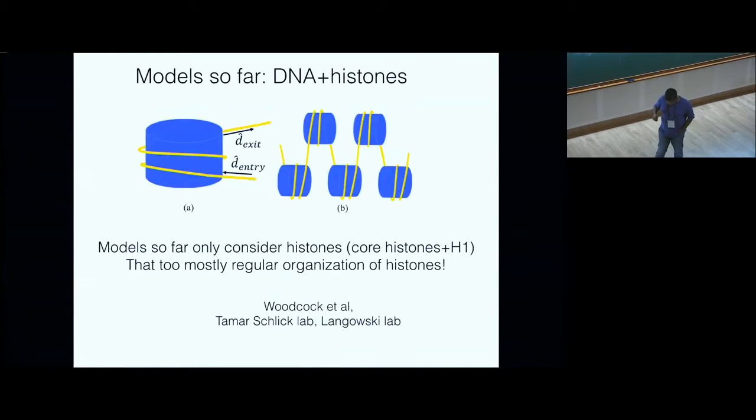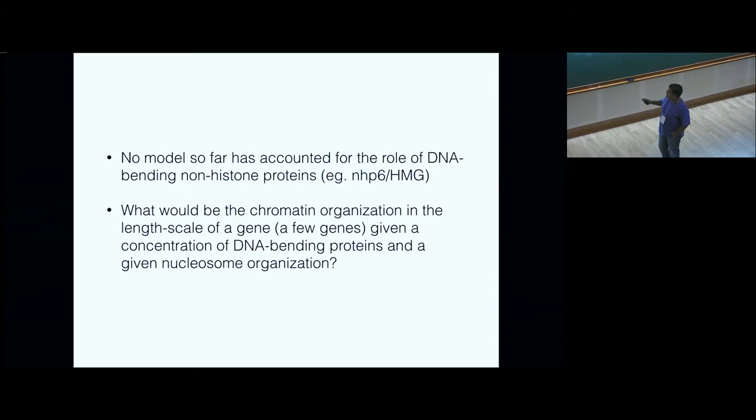That is a puzzle, that why, if in vitro experiments and models suggest this kind of regular 30 nanometer structure, experiments do not see it in vivo. So at this point we started thinking about it, and when we looked at all the models so far, they only consider core histones plus H1. Some models also consider H1, and that too very regularly arranged histones, organized in a very nice manner. And what we thought is that no model so far has accounted for the role of DNA bending proteins. So known proteins like NHP6 in yeast or HMG are some examples. There are many proteins that bind to the DNA and bend DNA, including chromatin binding proteins.